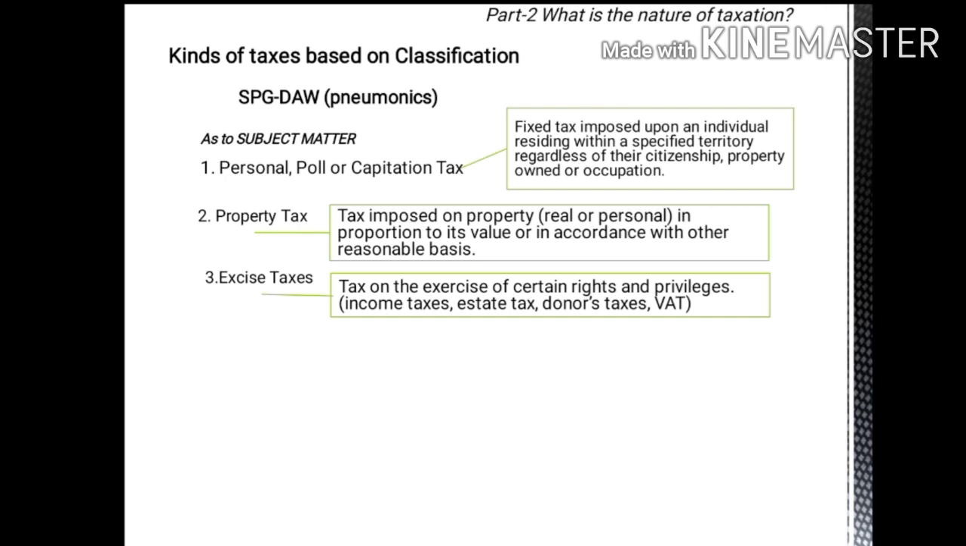Why is it an income tax? Because it is only here that you have the privilege of earning income, as well as estate tax, donor's tax, and value-added taxes. So that's the first one under S, subject matter. Now let's go to purpose.